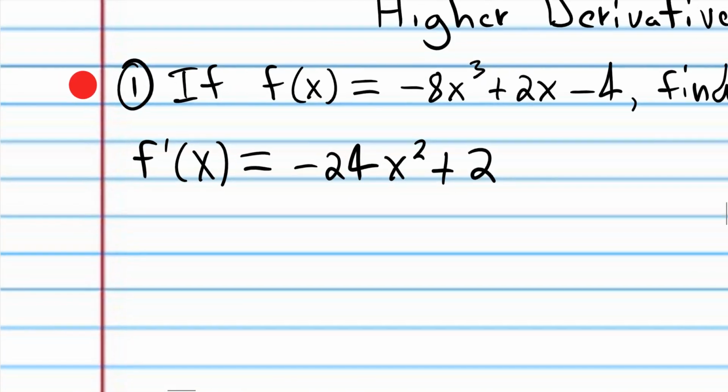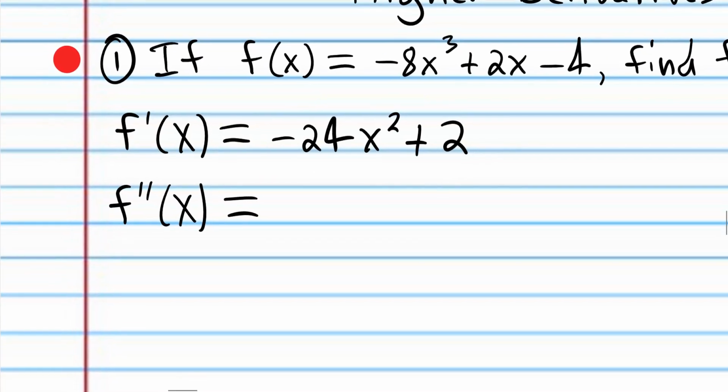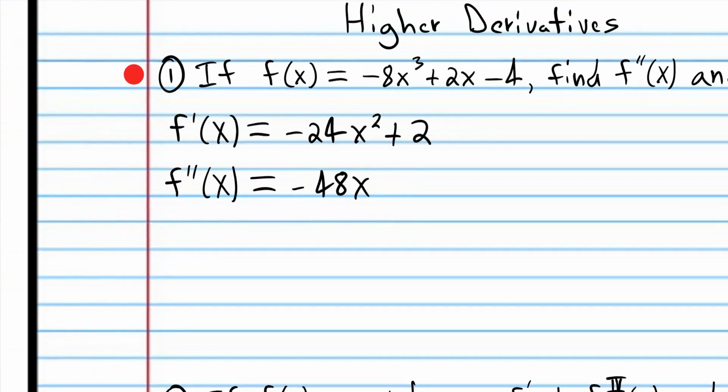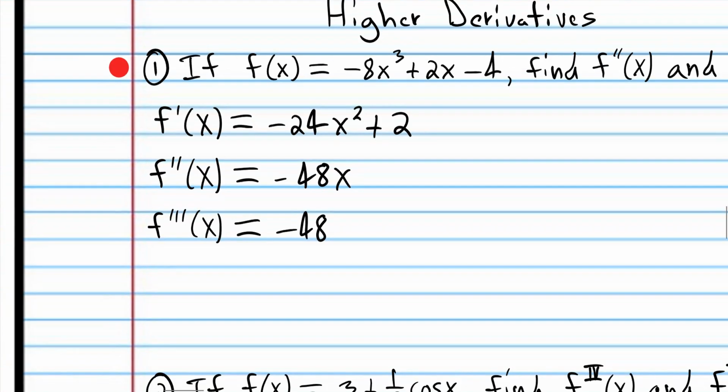So let's find the double derivative, f double prime. To find f double prime, you simply find the derivative of the derivative, and that's negative 48x. So it's that simple. F triple prime is the derivative of the second derivative, so that's just negative 48. So the good news is that this really is not difficult.